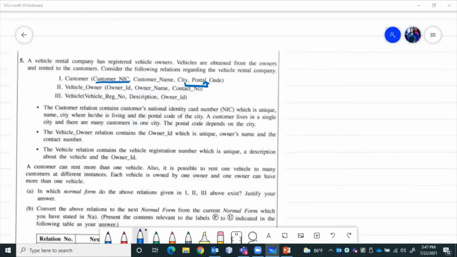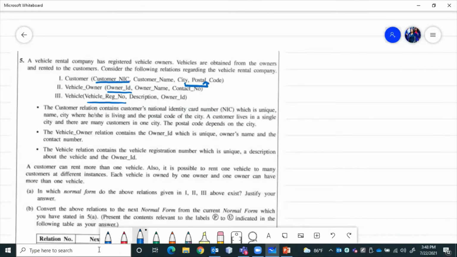Next point. The vehicle owner relation contains the owner ID, which is unique, the owner's name and the contact number. That's it for the vehicle owner relation. The vehicle relation contains the vehicle registration number, which is unique, and a description about the vehicle and the owner ID. So that's it. Those are the things they have given.